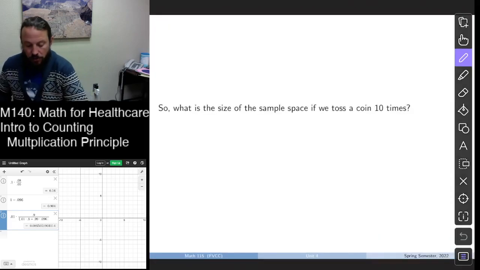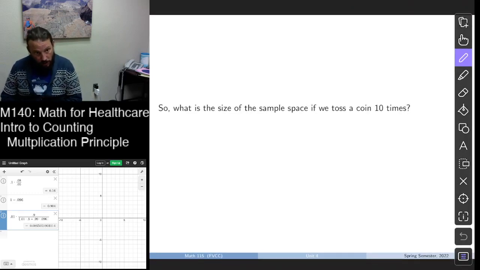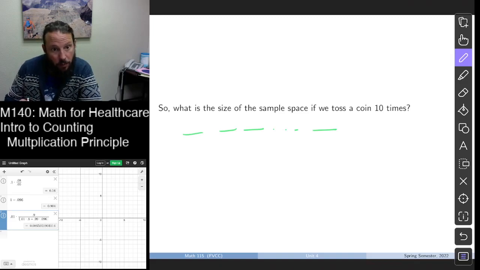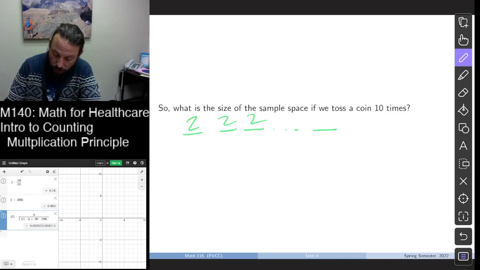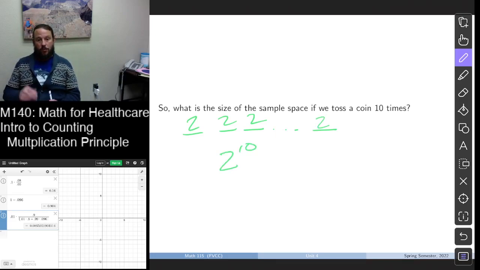Now, let's think about, so what is the size of the sample space if we're tossing a coin 10 times? Well, here we have 10 dashes. Sometimes I don't want to write them all. How many ways? There's 2 ways for the first coin toss, 2 ways for the second coin, 2 ways for the third, all the way through 2 ways for the 10th. So we're doing 2 times 2 times 2 times 2, 10 times, or 2 to the 10th, when we're tossing a coin 10 times.